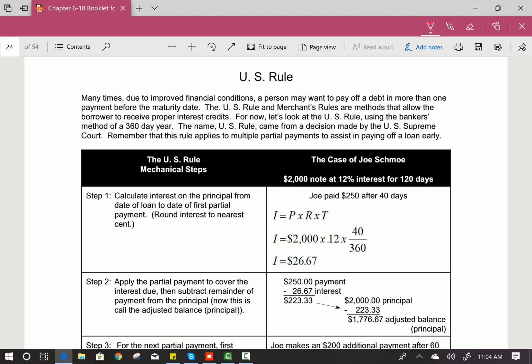The name U.S. rule came from the decision made by the U.S. Supreme Court. Remember that this rule applies to multiple partial payments to assist in paying off a loan early. Okay, we many times want to pay off a loan early, and we may want to make contributions. This is the way that it's calculated for us to do this. Okay, first of all, I'm going to calculate it as if I don't make any partial payments.